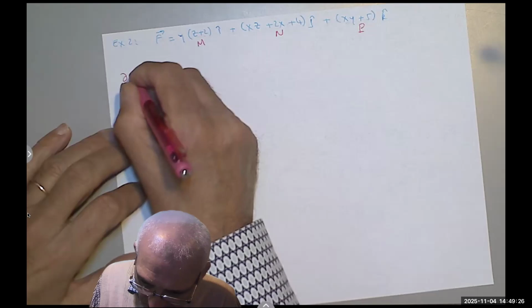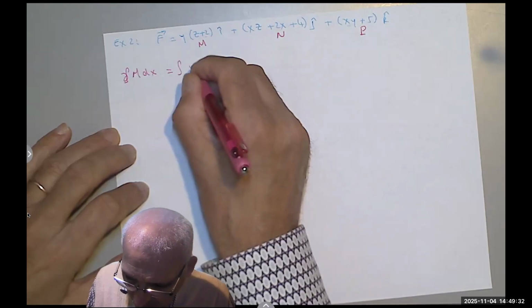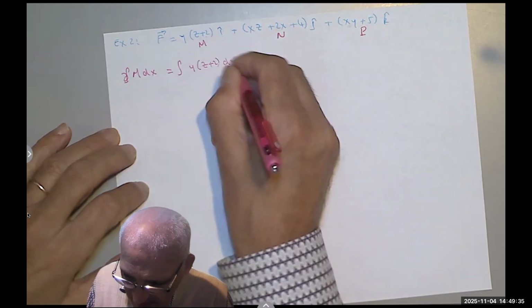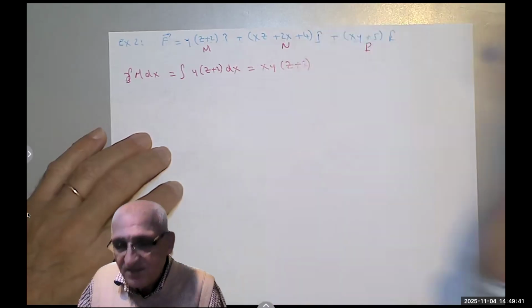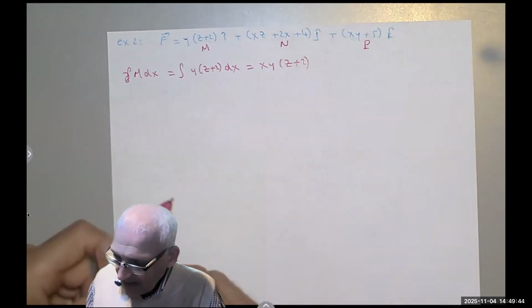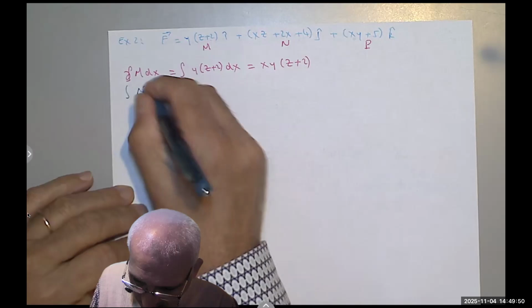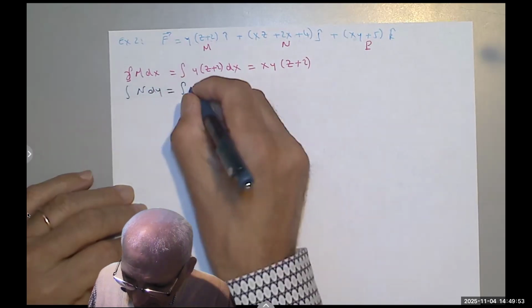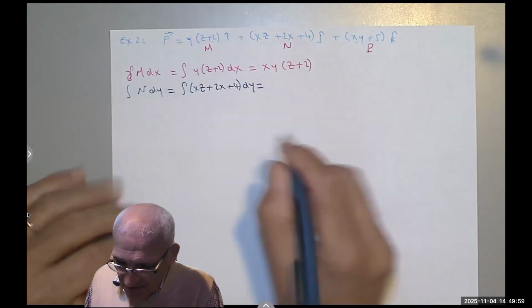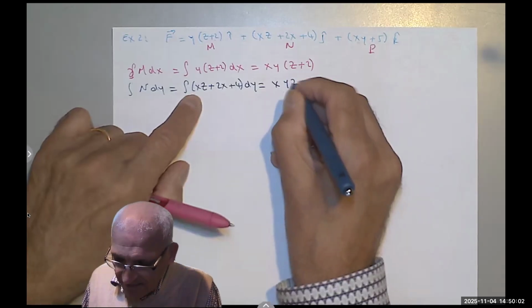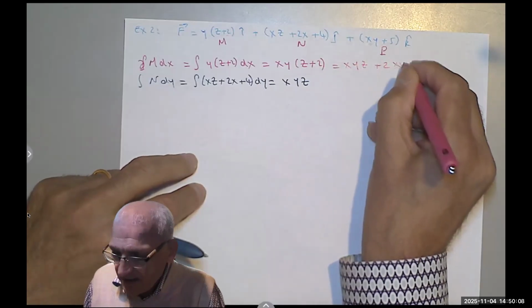So let's take the integral of m dx. It's the integral of (yz plus 2) dx. All of these are constants, so I get xy(z plus 2), of course plus a constant in both y and z. Then I'm going to do the integral of n dy. It's the integral of (xz plus 2x plus 4) dy equals xyz. Notice that this is xyz plus 2xy.